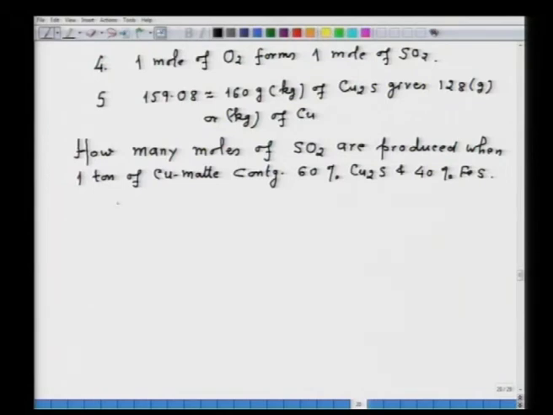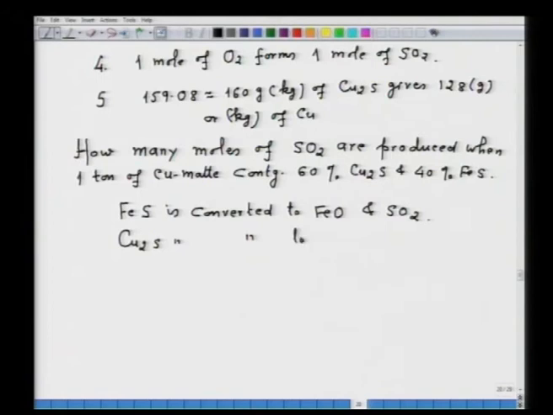Now, here FeS is converted to FeO and SO2, Cu2S is converted to copper liquid and SO2. Now, we can write down the balanced chemical equation.